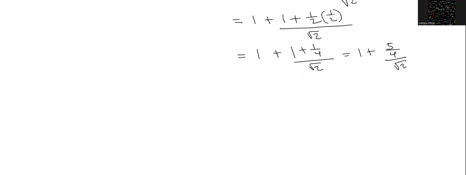And this is 1 plus 5 over 4 square root of 2. Now it did say in the question to leave as a single fraction, so you'll have 4 square root of 2 plus 5 over 4 square root of 2. Okay.